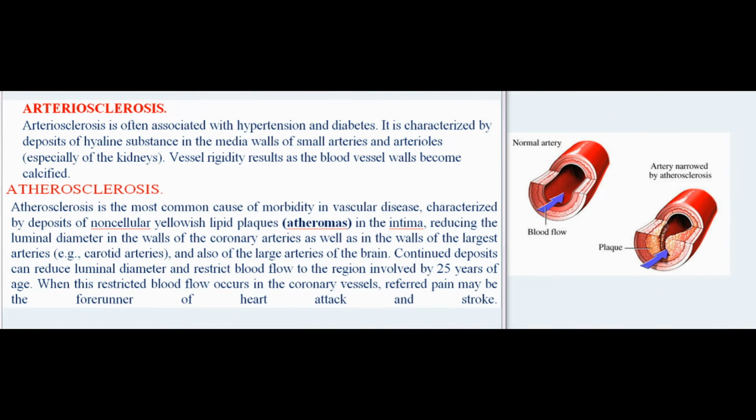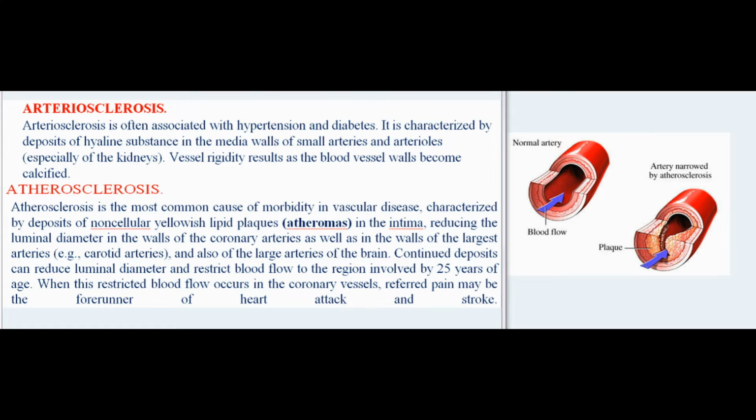Arteriosclerosis. Arteriosclerosis is often associated with hypertension and diabetes. It is characterized by deposits of hyaline substance in the media walls of small arteries and arterioles, especially of the kidneys. Vessel rigidity results as the blood vessel walls become calcified.